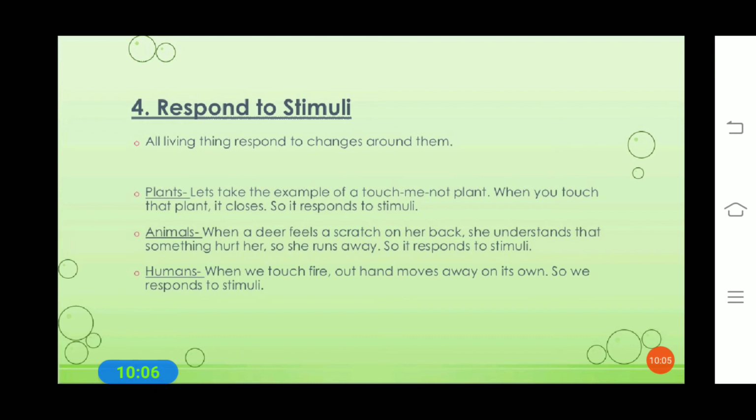When a deer feels a scratch on her back, she understands that something hurt her, so she runs away. So it is a response to the stimulus. When we touch fire, our hand moves away on its own, so we respond to stimuli. So this is one of the characteristics. What is the meaning of stimuli here? It means the changes in our surroundings that make us respond to them.